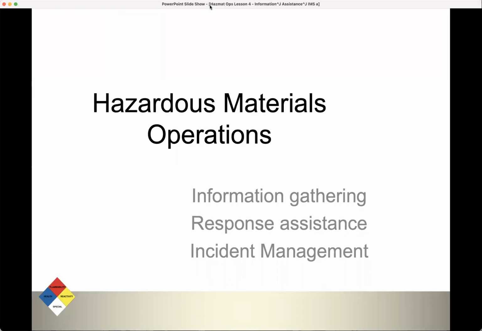All right, and welcome to lesson 4 for hazardous materials operations. Tonight we're going to continue talking about information gathering. We're going to add on response assistance and then also incident management.